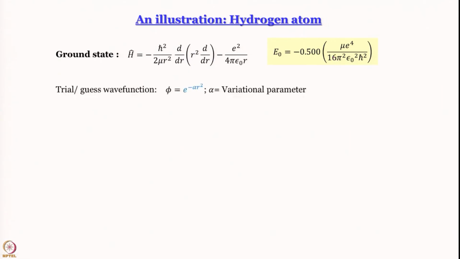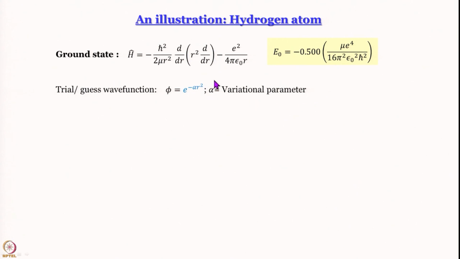Let us proceed. Let us say I take a trial or guess wave function phi equal to e to the power minus alpha r square. So, alpha is the variational parameter. I am not using this q as a variational parameter just as yet. Let us see what happens if I just vary alpha. If it is not good, then of course I want to try with 3, 4 and so on and so forth in the exponent, but we will see what happens.